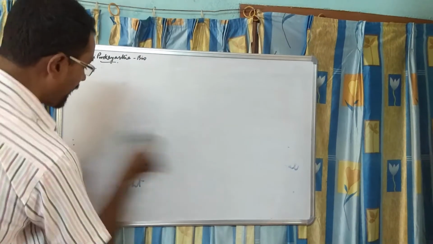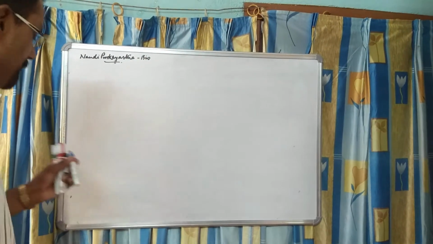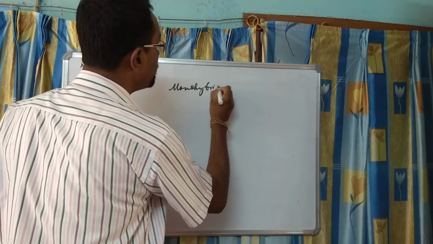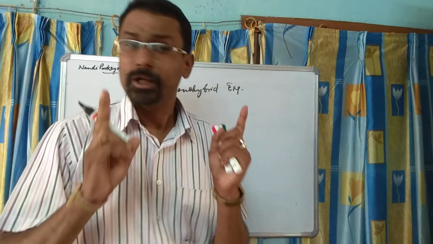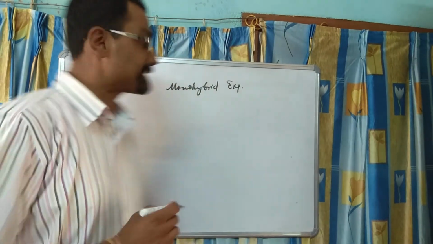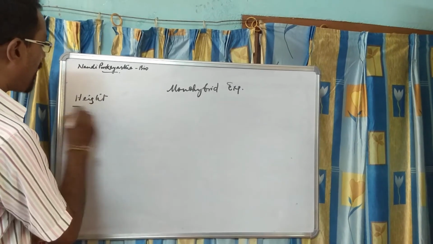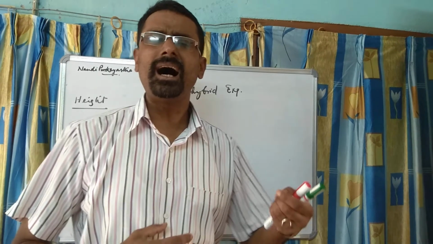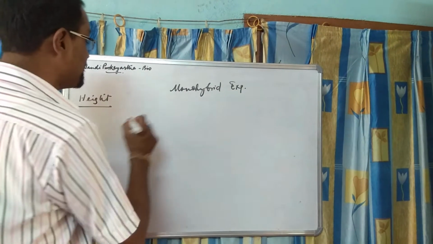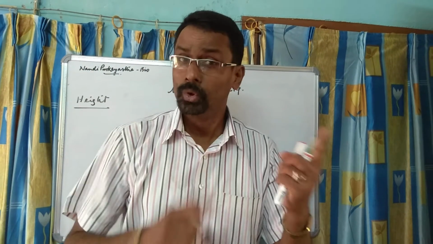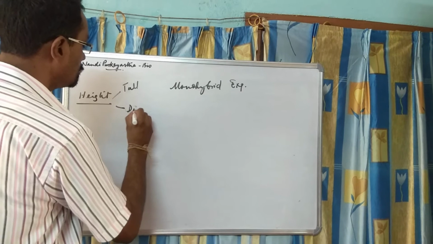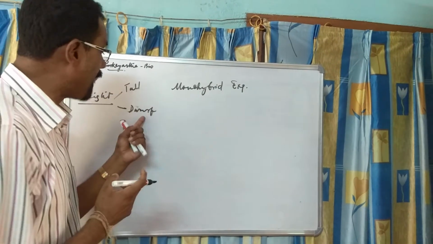What is the meaning of monohybrid experiment? Monohybrid experiment means when one pair of contrasting characters is taken. Out of the 7 pairs of contrasting characters, any one you take. Suppose I have taken height. I can take only height, or I can take seed shape, any of the characters. When I take any one pair, that is called mono. So height has how many contrasting characters? 2. Tall and dwarf. Tall is dominant, I told you, and dwarf is the recessive.